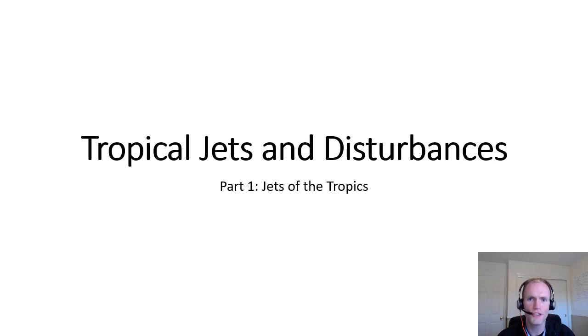Hello and welcome to the first of a three-part video series taking a look at tropical jets and disturbances. In this first video, we're going to take a look at two jets of the tropics, the tropical easterly jet, which has its origins with the Asian monsoon and associated circulations, as well as the African easterly jet, which has its origins with heating over the Sahara Desert in Africa.